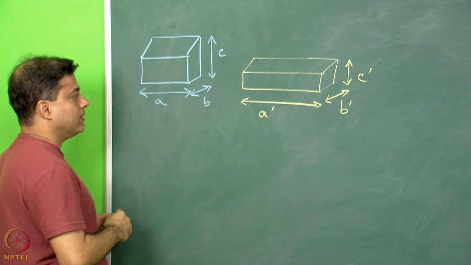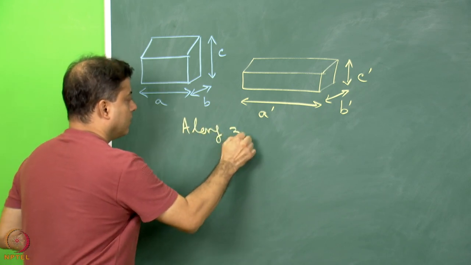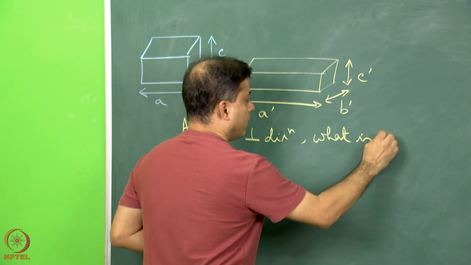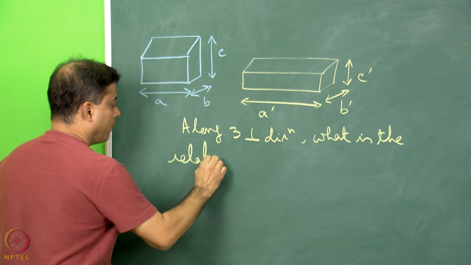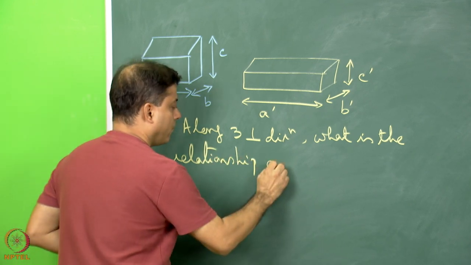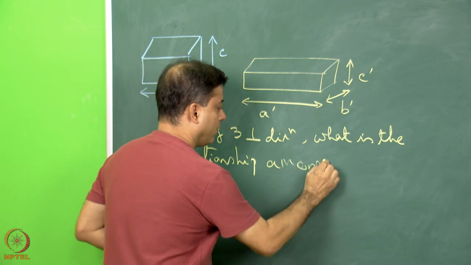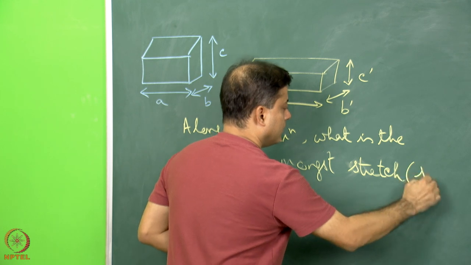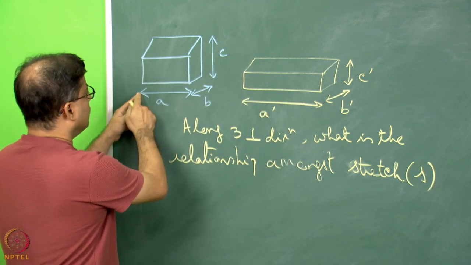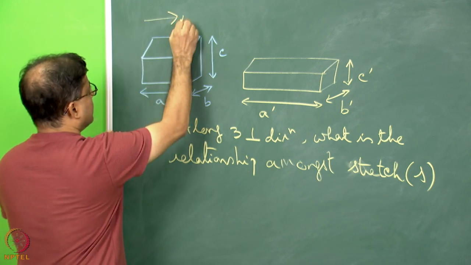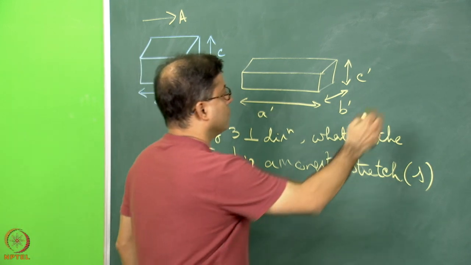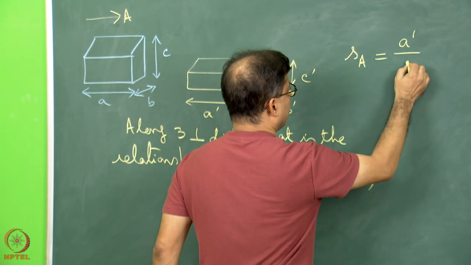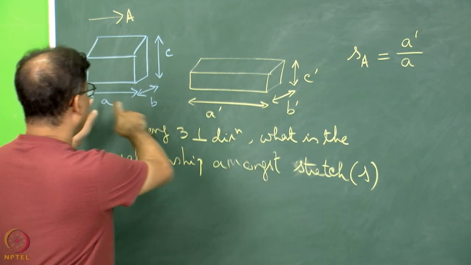Now, we want to find out in this case along the three perpendicular directions, what is the relationship amongst, let's say, stretch S. So here we see along this direction, let's say call it capital A direction, A length has become A dash. So the stretch along axis A is given by the final length A dash divided by A. A dash, final length, divided by the initial length.